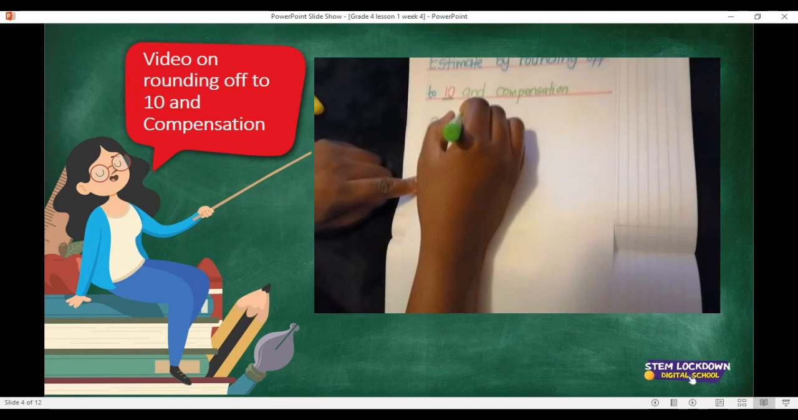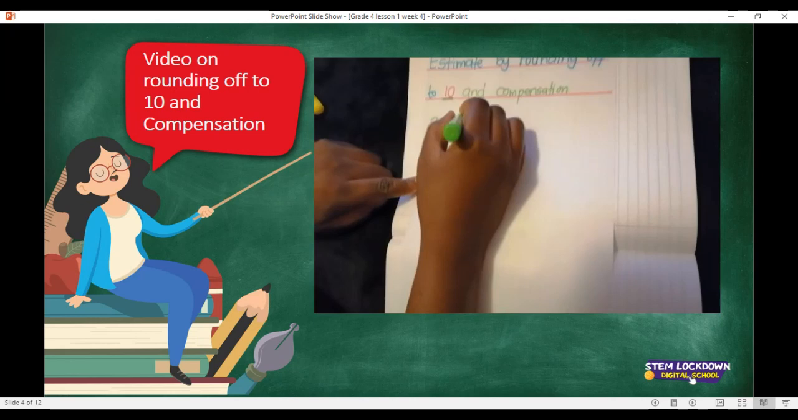That one person whose name I didn't get said 458 to the nearest 10 is 460. Well done. Then we say 460 plus 45, and we get 505. So that is how we get the 505, and this is called the answer.